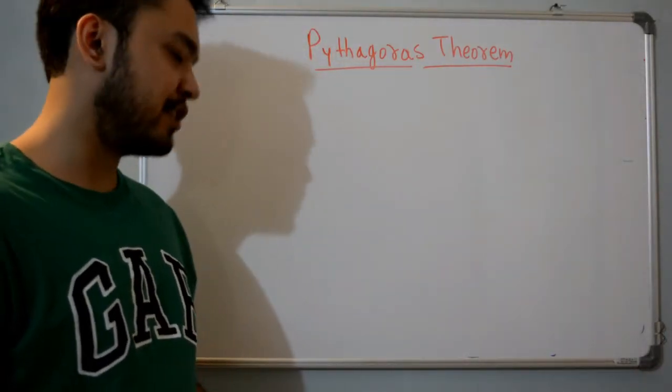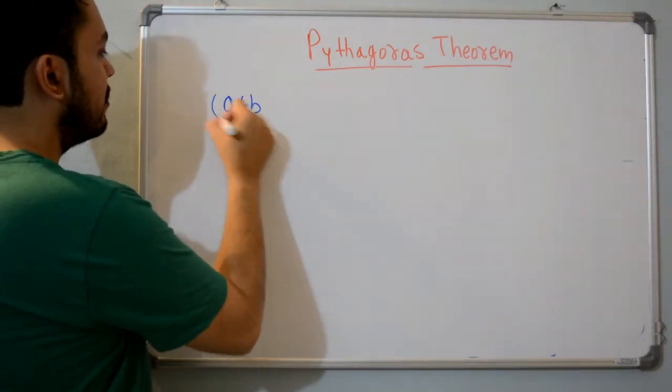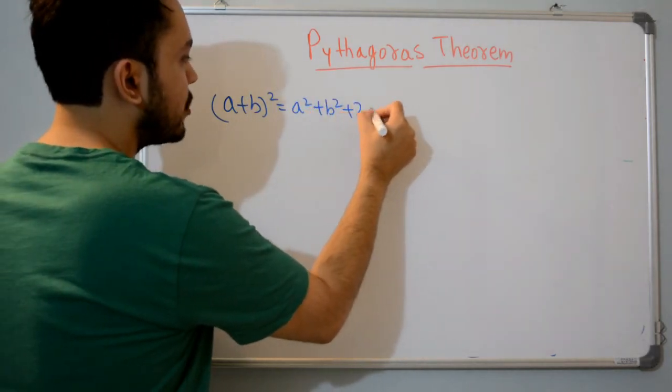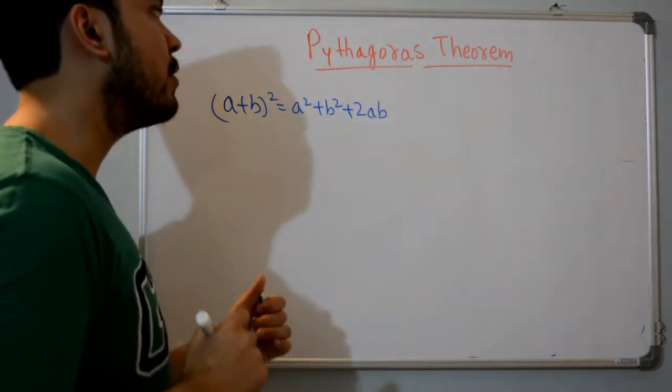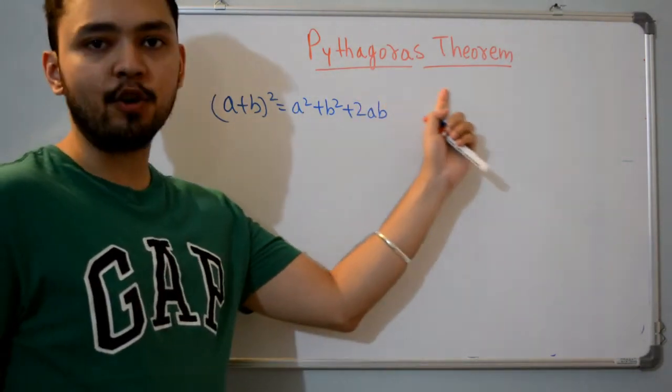In the previous lecture, we saw how we proved that (a plus b) whole square is a square plus b square plus twice of ab. In this video, I'll show you how, using this result, we will prove our Pythagoras theorem.